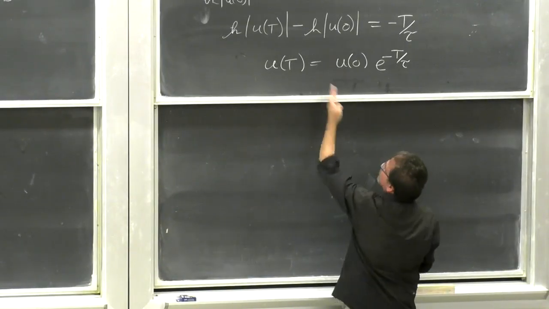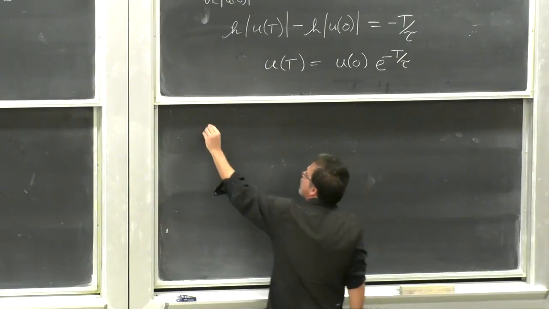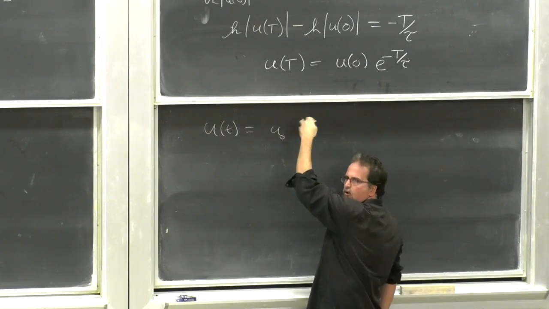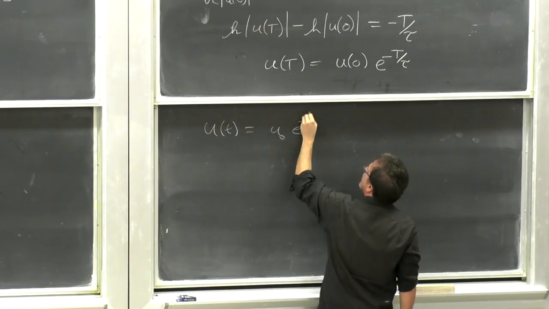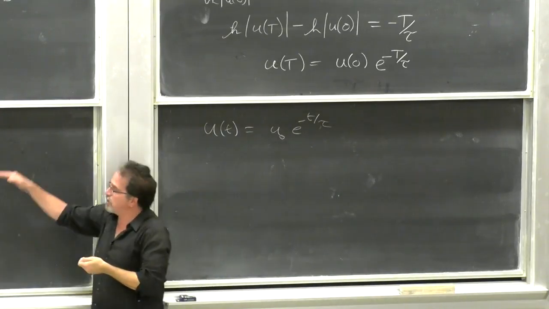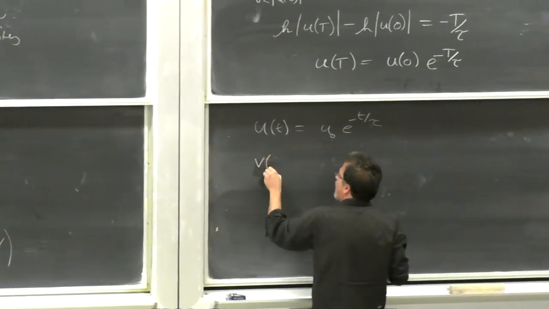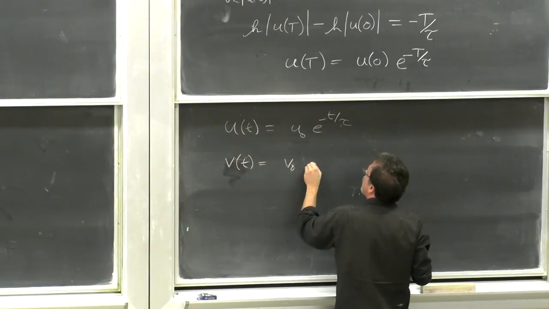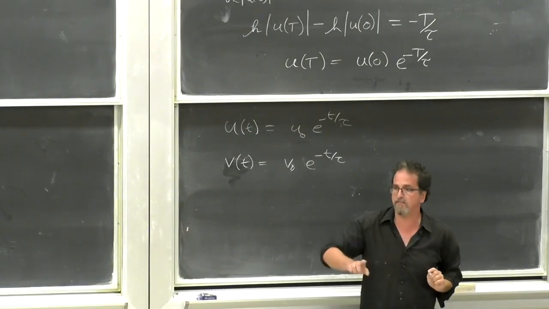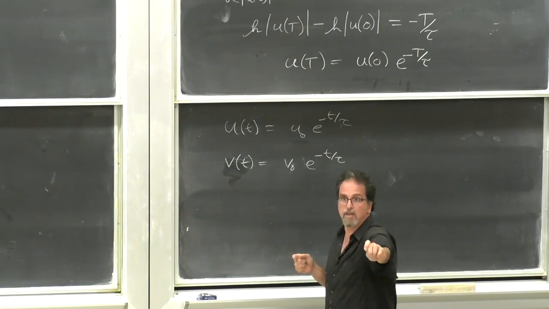Well, if this is true for a particular later time, I didn't bias this in any way. I can change capital T to little t. And so what we have now is u of little t is equal to u0, and I'm going to use a subscript just to avoid all the chalk, u0 e to the minus little t over tau. And by the way, this equation and this equation are effectively the same equation. If I were to replace u with v everywhere, I have v of little t is equal to v0 e to the minus t over tau. So I have an unknown velocity u0 and an unknown velocity v0, and that's just how fast I throw it, the component in this direction and the component in that direction.